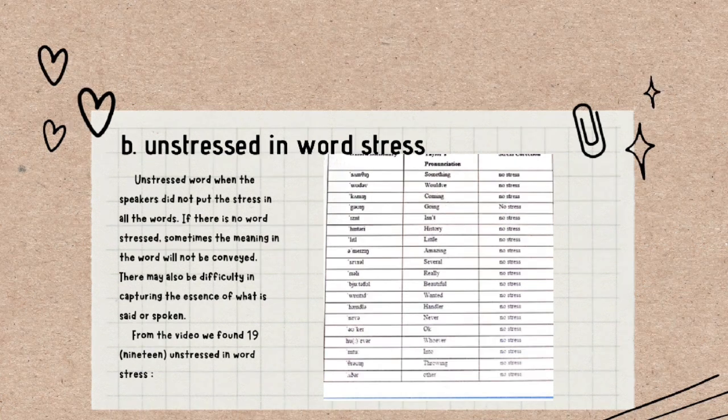B. Unstressed word in word stress. Unstressed word is when the speakers did not put the stress in those words. If there is no word stress, sometimes the meaning in the word will not be conveyed. There may also be difficulty in capturing the essence of what is said or spoken. From the video, we found 19 unstressed words.